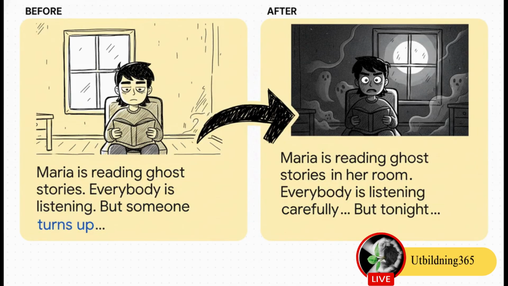Okay, just look at this transformation. We go from a basic description to a real scene. Adding "in her room" gives us a place. Saying they're listening carefully tells us how they're listening. It adds tension. And dropping in a word like tonight, well, that suddenly injects a ton of urgency and suspense. That is the power of adverbials.